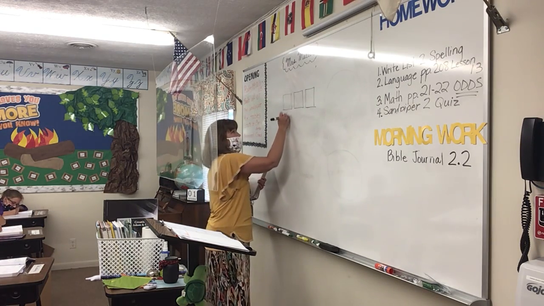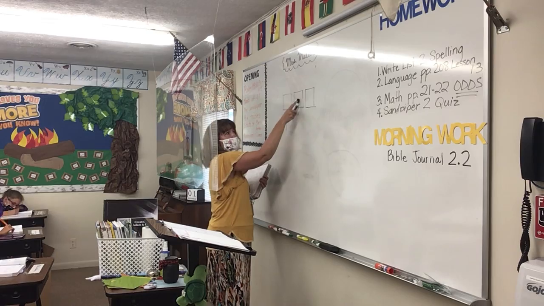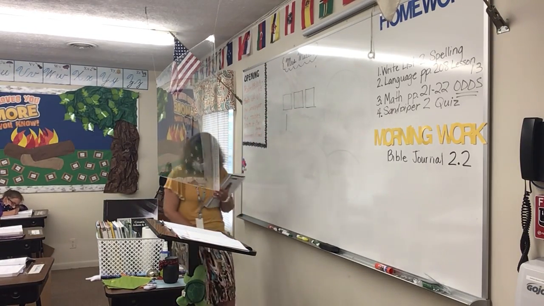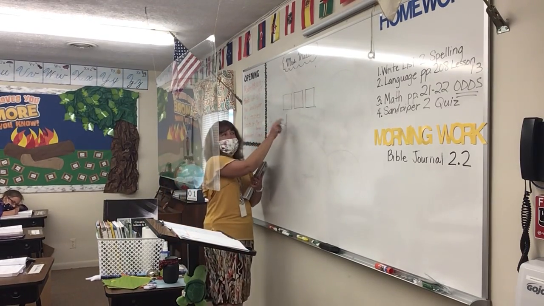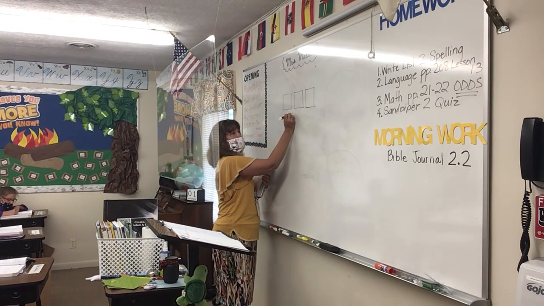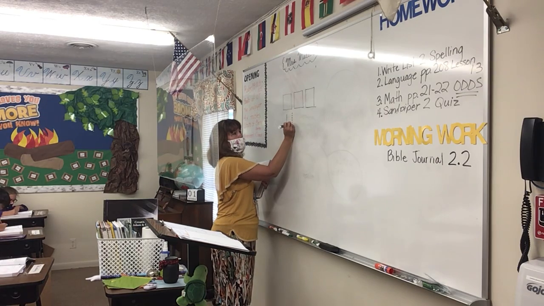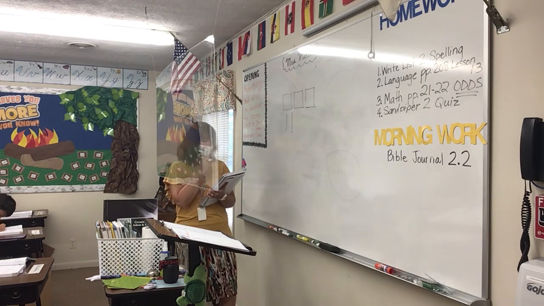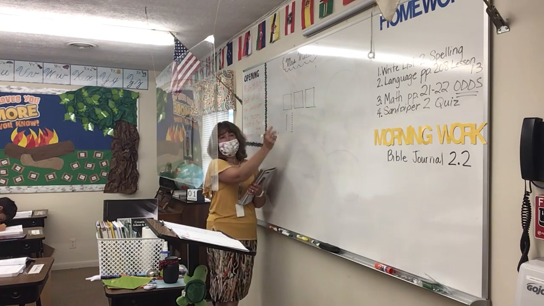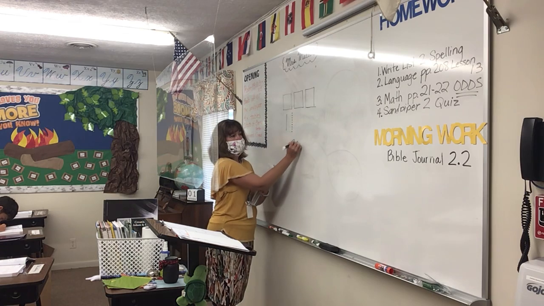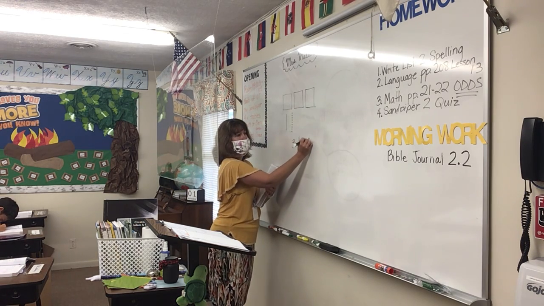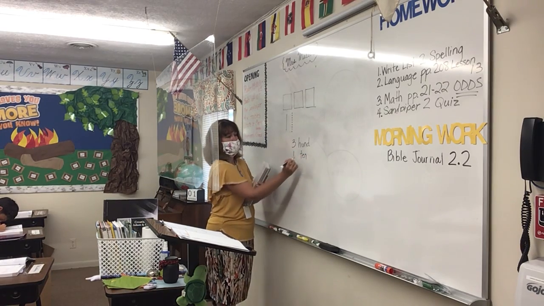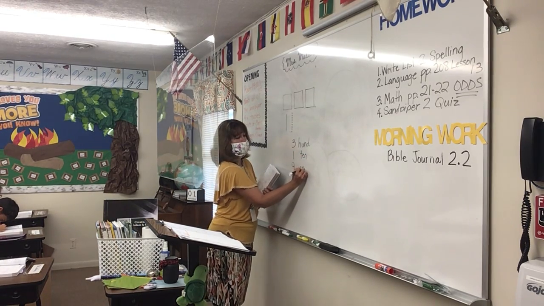Alright, so we got 100, 200, 300. Man, I'm just falling apart up here. And then 10, and then 9 ones. 1, 2, 3, 4, 5, 6, 7, 8, 9. So we used how many hundreds? 3 hundreds. How many tens? 1 10. And how many ones? 9 ones.